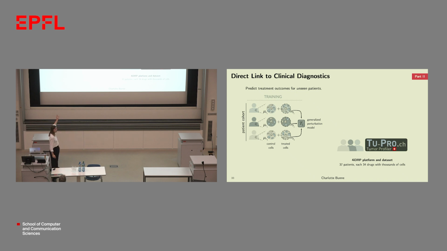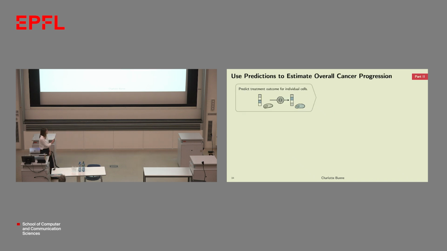Meaning we have a cohort for which we have both samples of cells before treatment and samples of cells after treatment, and we use those data to train those generalized perturbation models. Now for an incoming patient, or a patient of interest, we can use those systems to forecast the effect of the drug. Meaning, I said it already before, right?